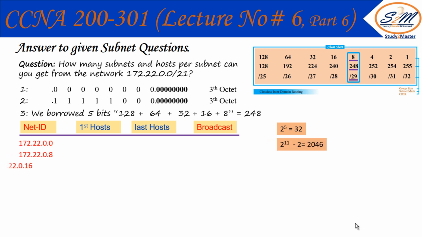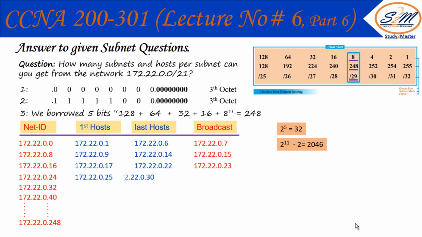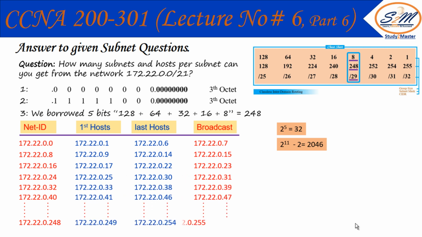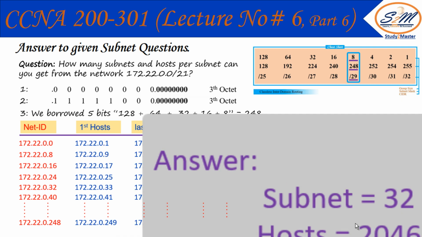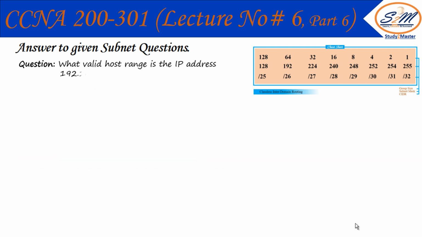If we use a formula, first we find the network. 2 to the power of 5 is equal to 32 subnets. 2 to the power of 11 minus 2 is equal to 2046 usable hosts. So in here, we start from 0, we reach the target IP address 248. So now the answer to the given question is: subnets equal 32, and hosts per subnet we have 2046.